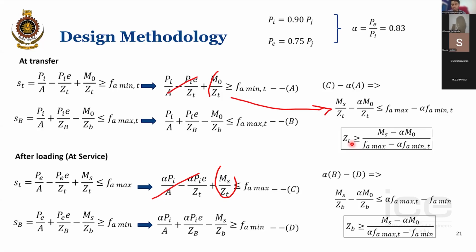We can assume a certain section, and when you assume a certain section, you know the M naught value, and the loading is anyway based on the arrangement of the structure, so you can find Ms as well. The material properties at each stage can be known if you know the strength of concrete. So you can determine a suitable section for your pre-stress member. So these are the inequalities that give us the initial sizing of the member, the first few steps in our design.